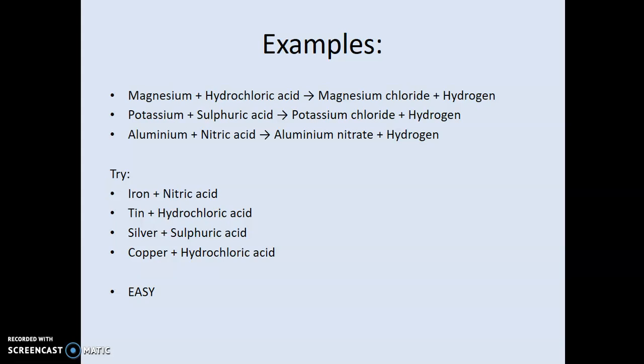And the last one, copper plus hydrochloric acid. The copper will bond with the chloride ions in the hydrochloric acid, producing copper chloride and hydrogen.